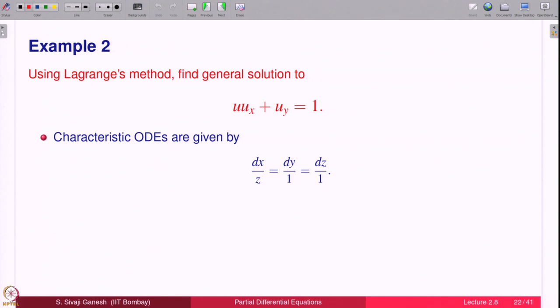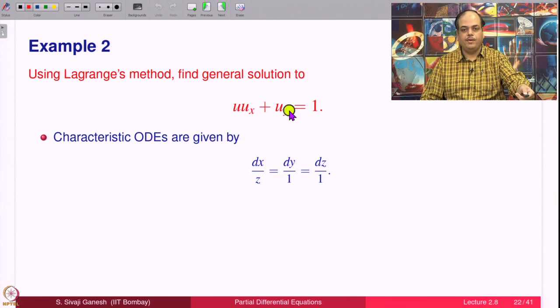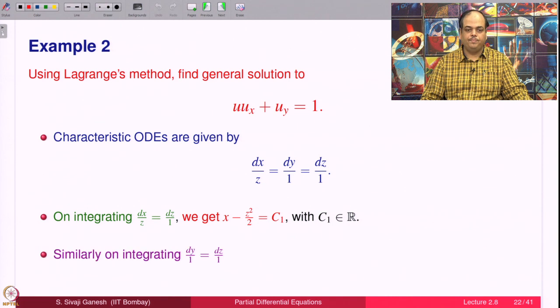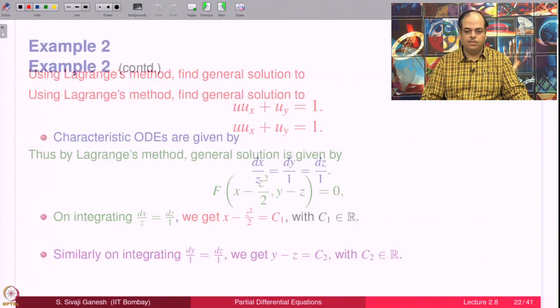This I think we already solved using Lagrange's method, ux plus uy equal to 1. If not, let us do it again. The characteristic system of ODE is dx by z equal to dy by 1 equal to dz by 1. So, integrating this set of equations, we get x minus z square by 2 equal to c1. The other one will give you y minus z equal to c2.